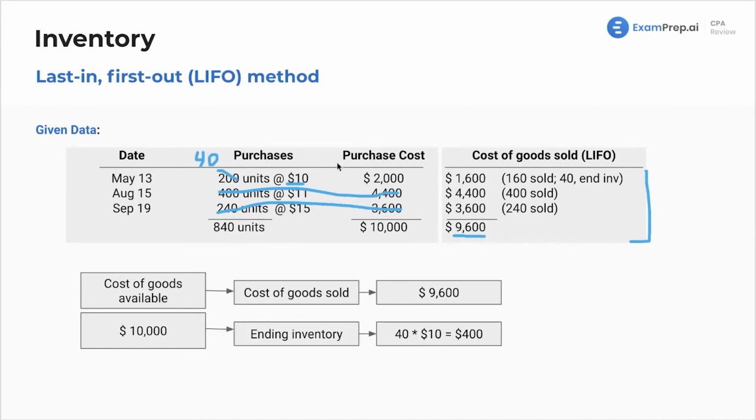And FIFO would just be the same thing, just going from the other way, right? First in, first out. So we'd take 40 units of this bucket, right? So 40 units at $15, that would be the ending inventory for the FIFO method. Just seeing what happens if you change something in each method.